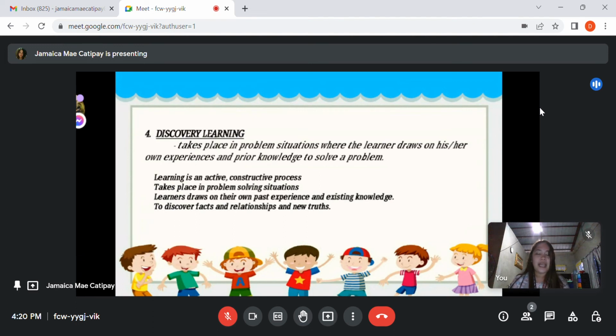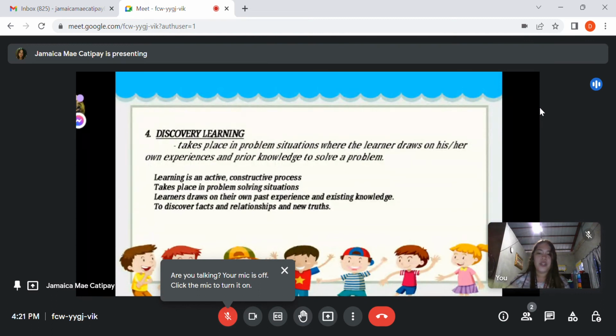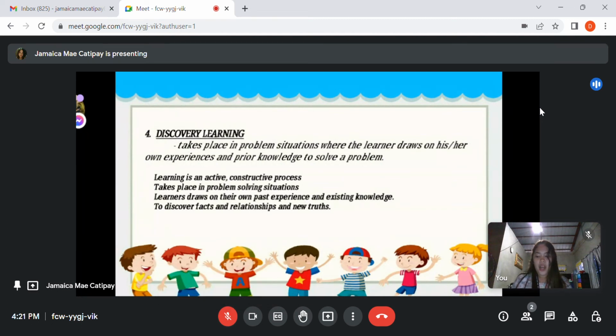Next, we have discovery learning. It takes place in problem situations where the learner draws on his or her own experiences and prior knowledge to solve a problem. It is an active and constructive process. Learners draw on their own past experience and existing knowledge, and also discover facts, relationships, and new truths. Students are more likely to remember concepts and knowledge that they discover on their own.